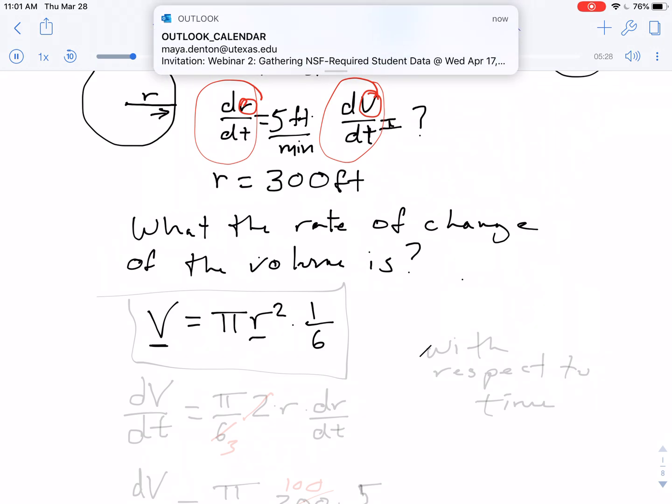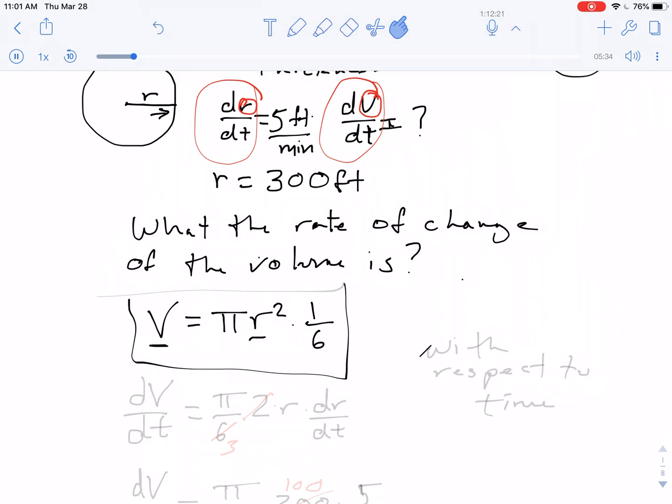So, all right, well, I'm trying to relate the rates, and I have a formula with my V equals pi r squared times 1/6. But I'm trying to relate the rates. So one thing I could possibly do, because I don't have any rates here, is take the derivative. So now I'm taking the derivative with respect to time.